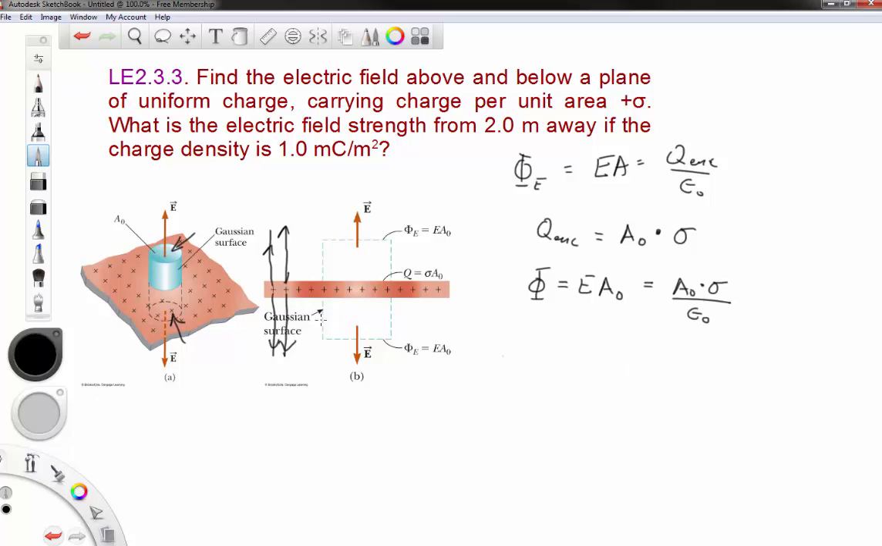Now, again, this is the total flux through both faces, both the top and the bottom of the cylinder that we've picked, or of the box that we've picked, as the case might be. So we can cancel off the A naughts. This is total flux. If we just want to find the E near the top, we'd need to divide everything by 2, and so you'd end up with sigma over 2 epsilon naught. And similarly for the bottom, E bottom, you'd again get sigma over 2 times epsilon naught. And we can even, if we want, find the z component of this field above and below the plane. If we were specific, this one is actually negative, and this one would be positive, because this one's pointing down, this one's pointing up.